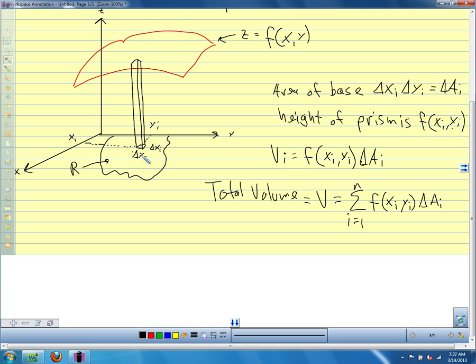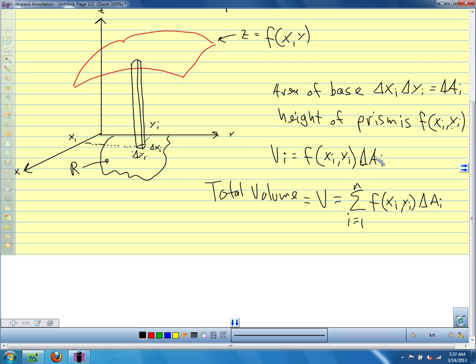So anything we're going to talk about, this would hold. And I'm going to say that delta A sub i approaches 0. What is technically happening is we say the norm approaches 0, and the norm is the length of the longest diagonal of any of these delta A sub i's. We don't have to divide them into little squares. We're letting the length of the longest diagonal approach 0. So in essence, this little increment delta A sub i is approaching 0.